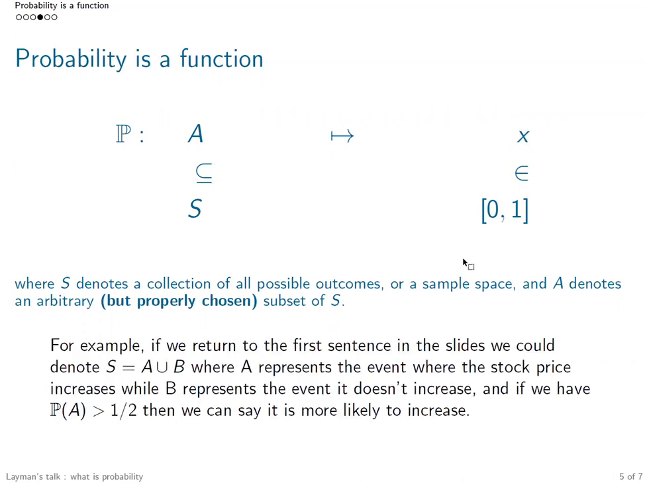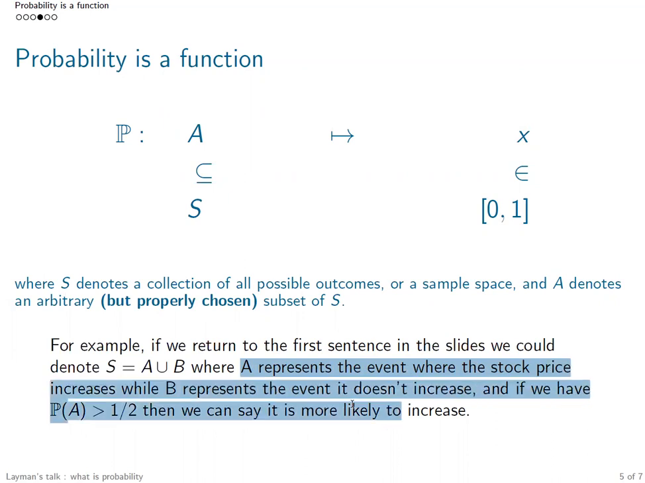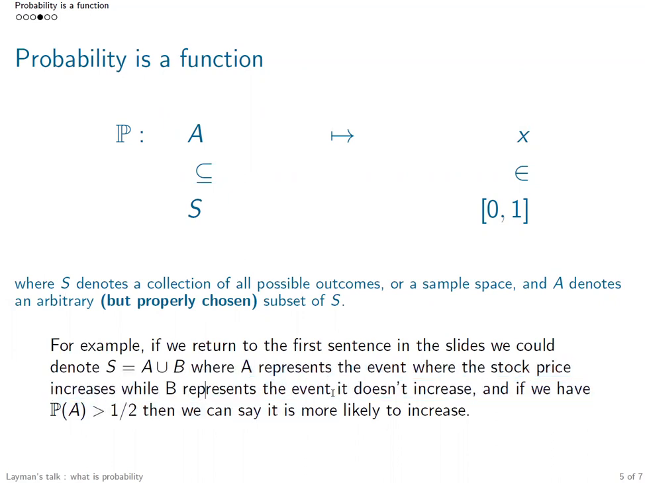If we return to the first example we discussed, we can use A to represent the event where the stock price increases, while B represents the event it does not increase. So our sample space is simply the union of event A and, note here, disjoint event B, right? Because A and B don't happen simultaneously. Only one of these can happen. And if we have probability of A larger than half, so it's larger than a 50-50 chance, we could say the stock price is indeed more likely to increase.